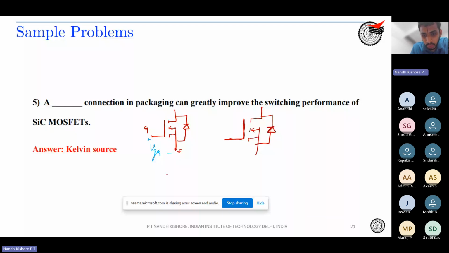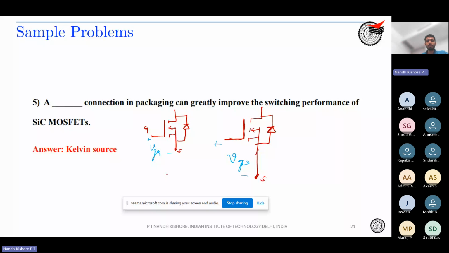And let's say you give the gate source voltage like this. Physically, this part is lengthier. So this is case one. This is case two. Which one would you prefer? The first one. Why? The distance is shorter. Why does the distance need to be short? So we will try to answer this.